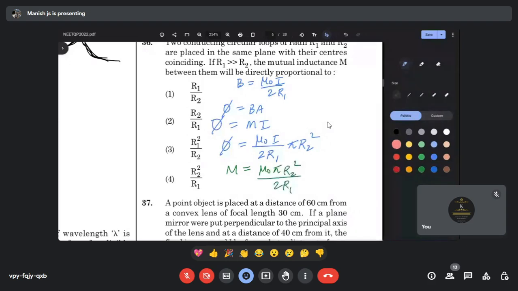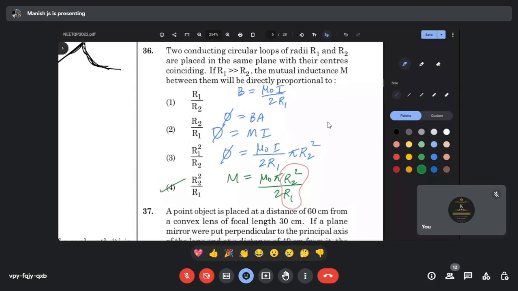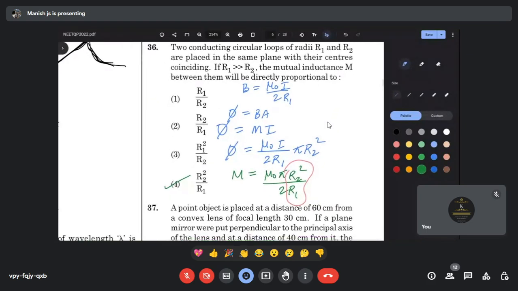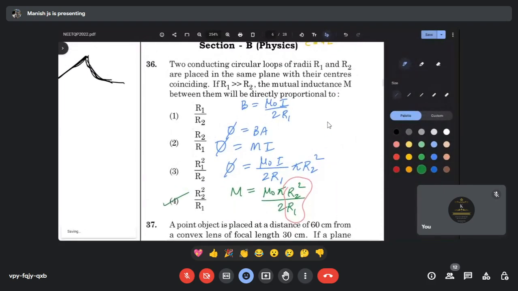So what is the ratio of the radius? It is R2 square upon R1. Okay? So that is the relationship. So R2 square by R1. Which option is correct? So option 4. That's all. This is how you approach this type of question. Okay, direct application only. So nothing more to think here. Use the formula, relate, and then you go for a rearrangement, you will get the answer in terms of the radius. Okay, it's quite simple.